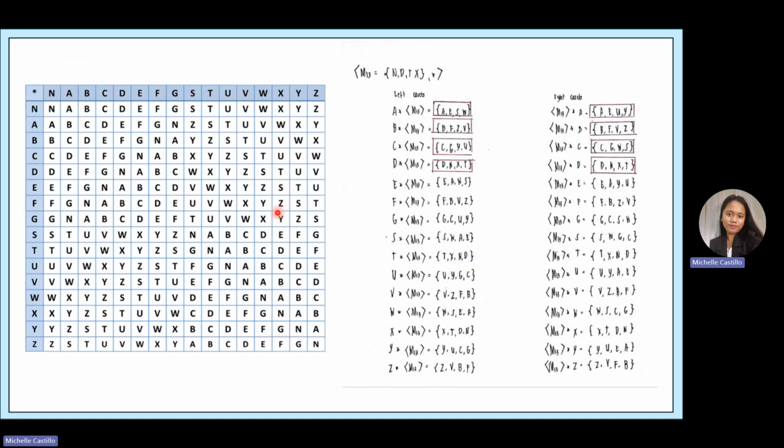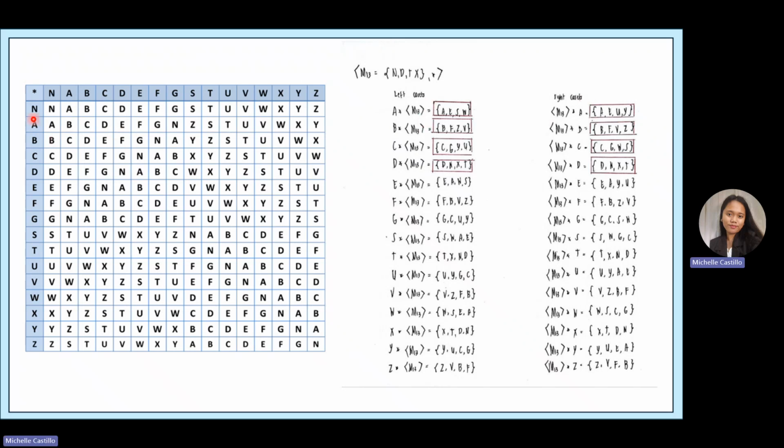Then next we have N sub 13 is equal to the set N, D, T, and X under the binary operation star. So for the left cosets, we will operate the elements of the group to the subgroup N sub 13, while on the right cosets, we will operate the subgroup to the elements of the group.